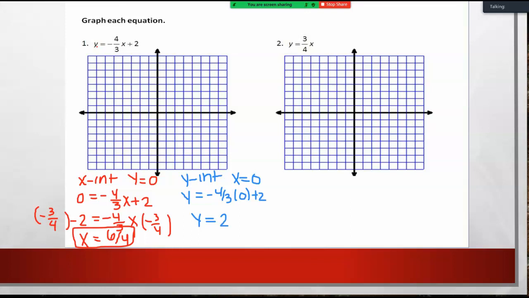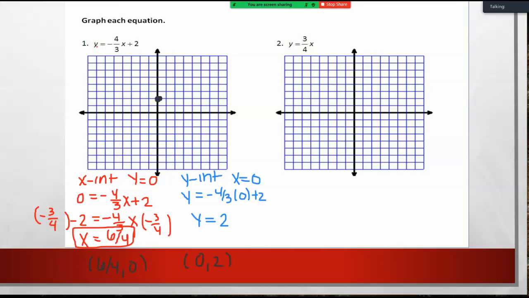So the x-intercept and the y-intercept are points on the graph. So this is like the point 6/4, 0, and this is the point 0, 2. So you may not want to plot the fraction, but you could plot 0, 2.